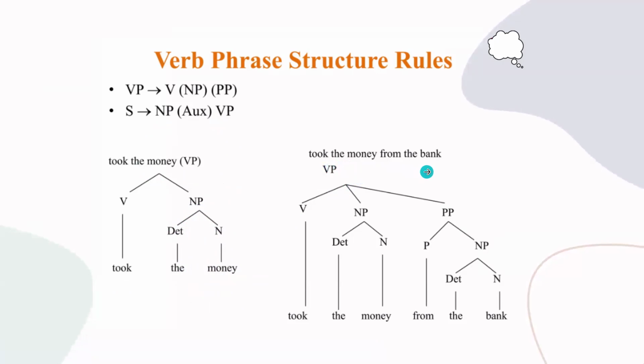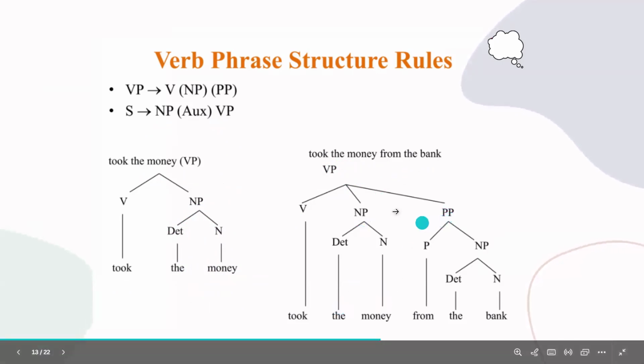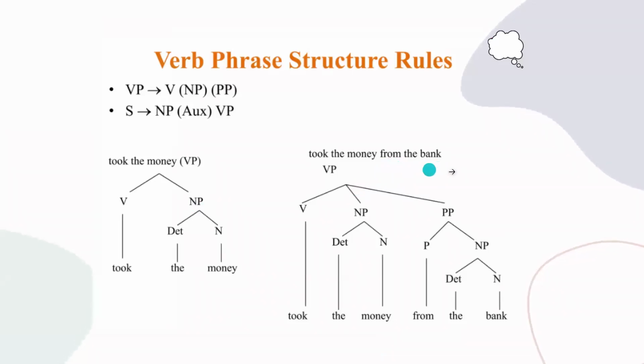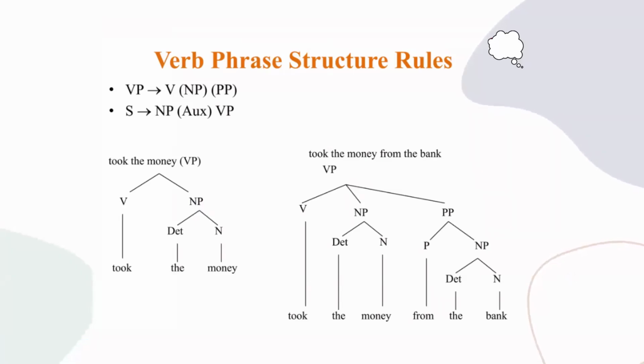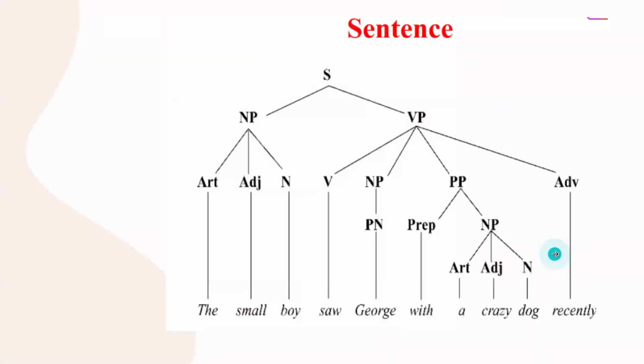If we further elaborate it, took the money from the bank. So you know the structure of took the money. I have already explained it to you. So it is the same: verb, took, noun phrase, determiner, noun, the, and money. I want you to focus on this part, from the bank. From the bank here is the prepositional phrase. So we are going to draw another line here and we will write PP. And this prepositional phrase is going to further divide into P and NP. P stands for preposition and the preposition here is from. And noun phrase we have determiner and noun. Determiner is the and N is for noun and the noun is bank. So this is the structure for the verb phrase. I hope it is clear to you.